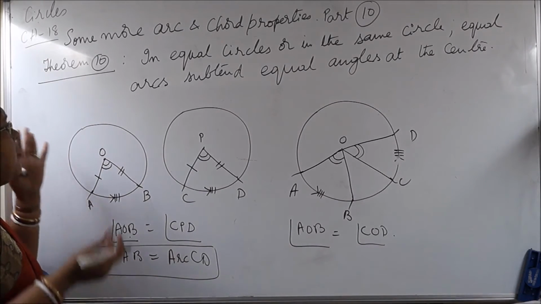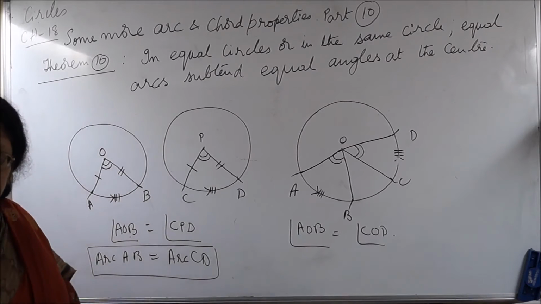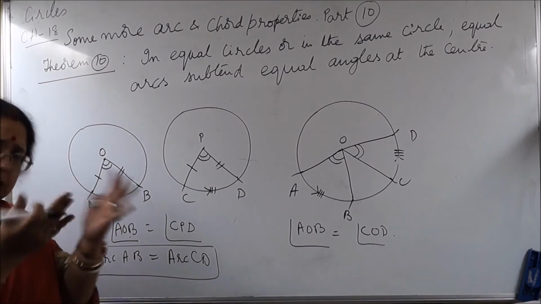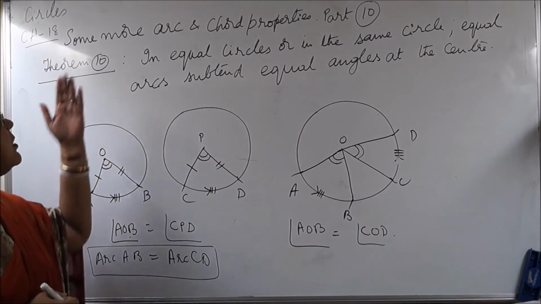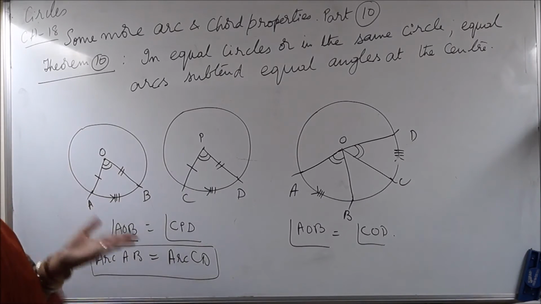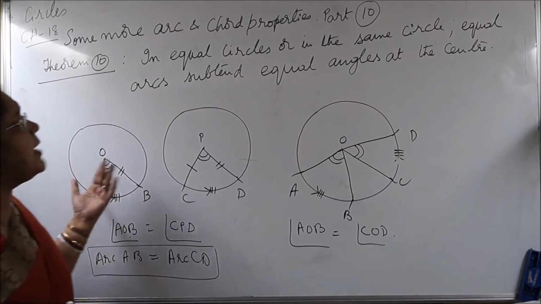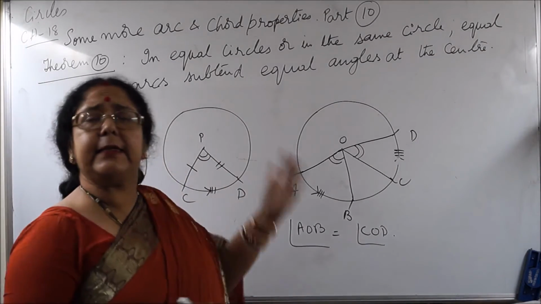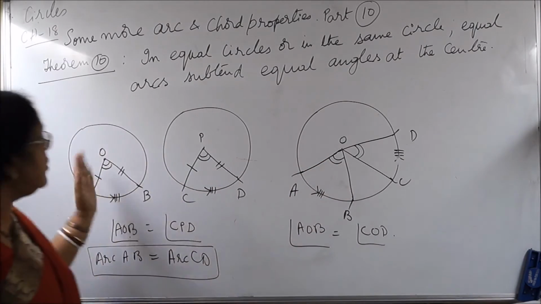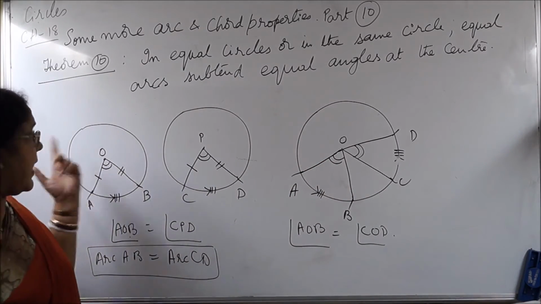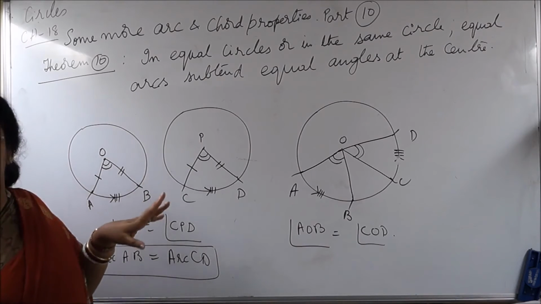Okay. Now the converse is also true, and the converse also has to be proved only like this, by placing. Now what is the converse? The converse of this theorem, that is your theorem 11, states that if equal angles are subtended by two arcs, either in the same circle or in two circles, if equal angles, then the arcs are equal.